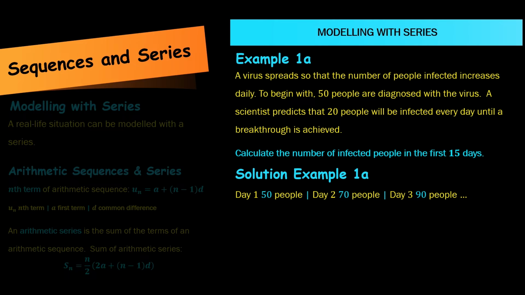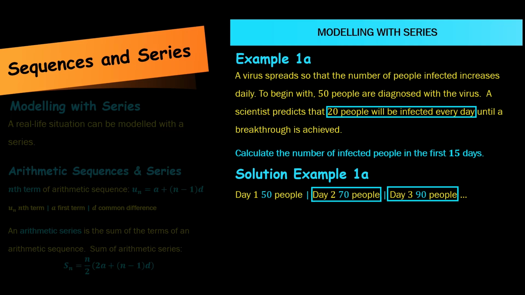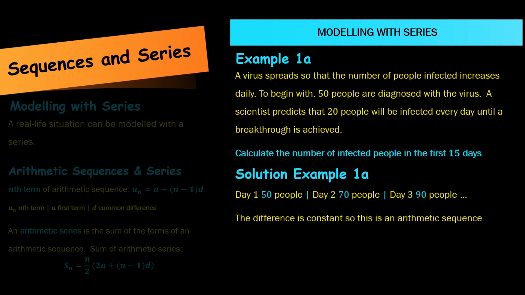So on day 1, there are 50 people who are infected with the virus or diagnosed with the virus. On day 2, this has increased. There are 20 more people who have been infected or who will be infected. So we have 70 people altogether. On day 3, we have 20 more people. So altogether we have 90 people. Notice that the difference is constant. So of course this is an arithmetic sequence.